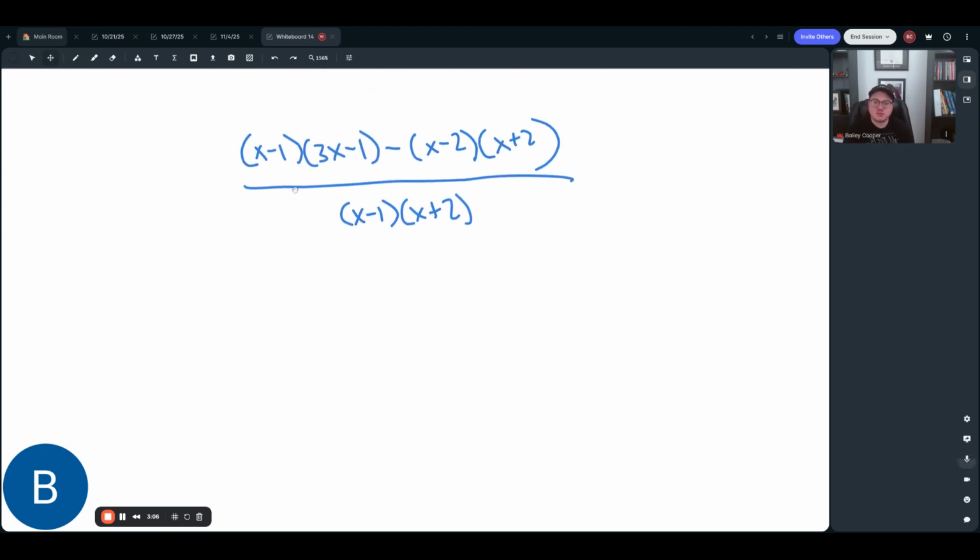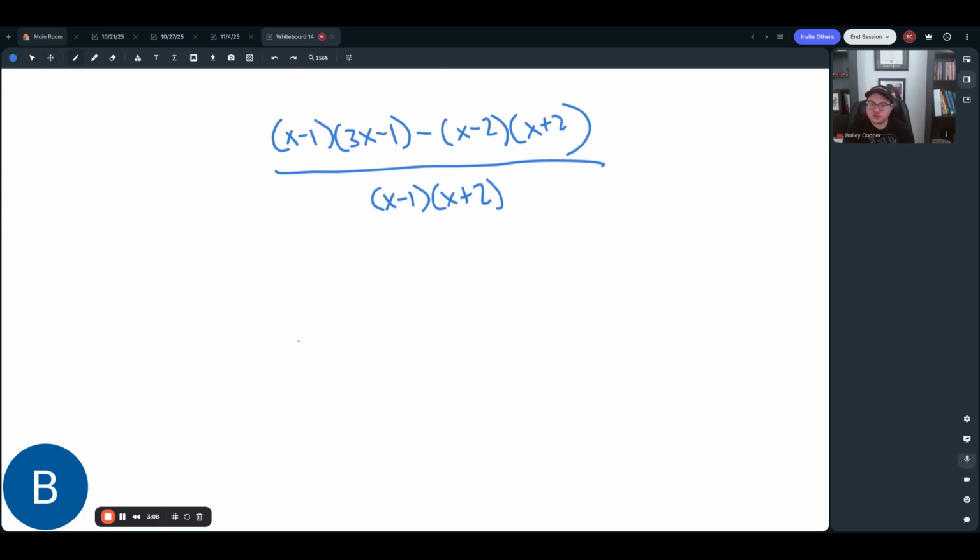So kind of a pain, but not the difficult part. We're past the difficult part. Now it's just simplifying. So now we just have to distribute. This is going to be 3x squared minus x minus 3x plus 1.